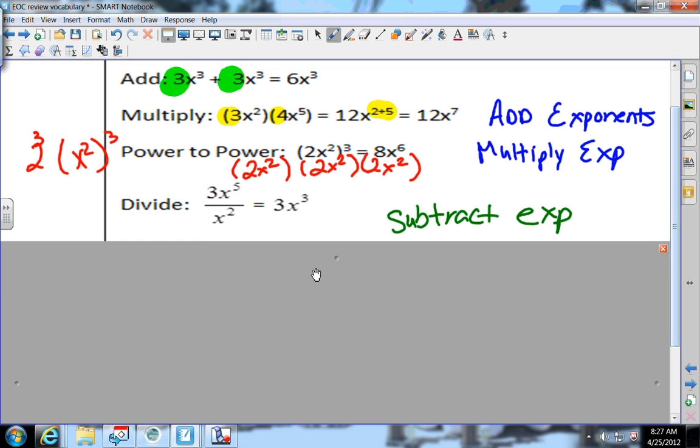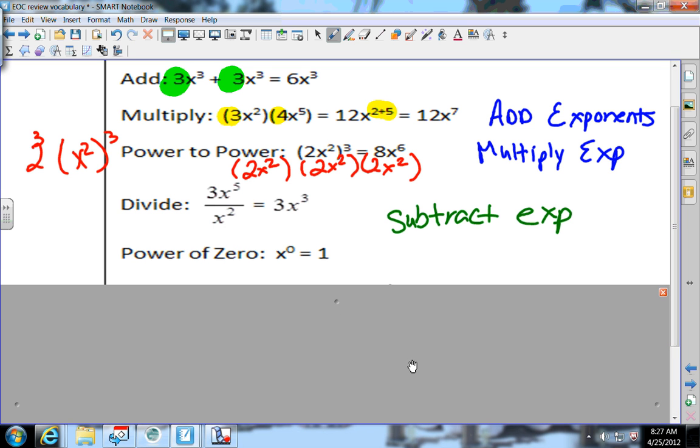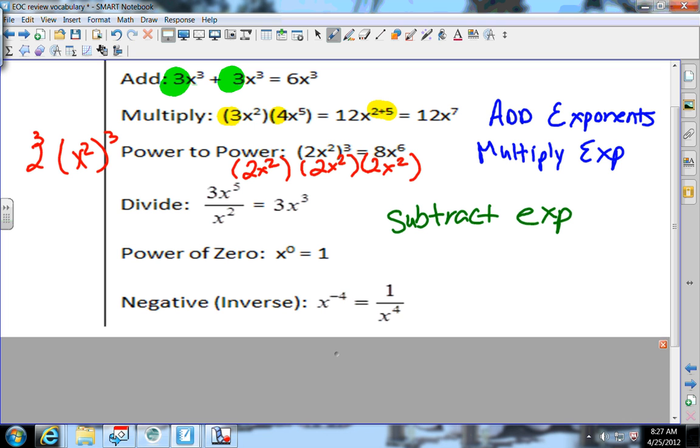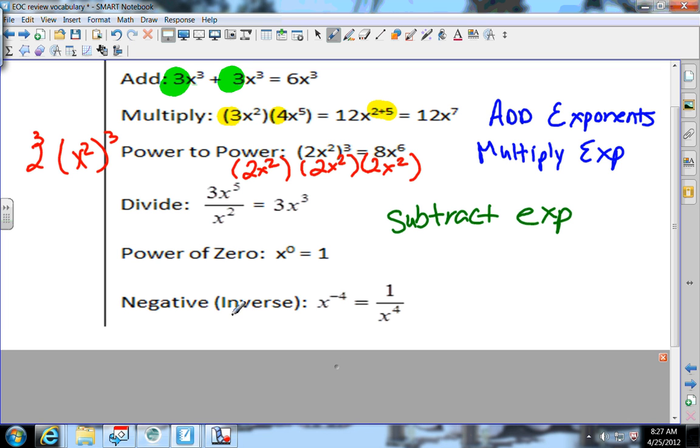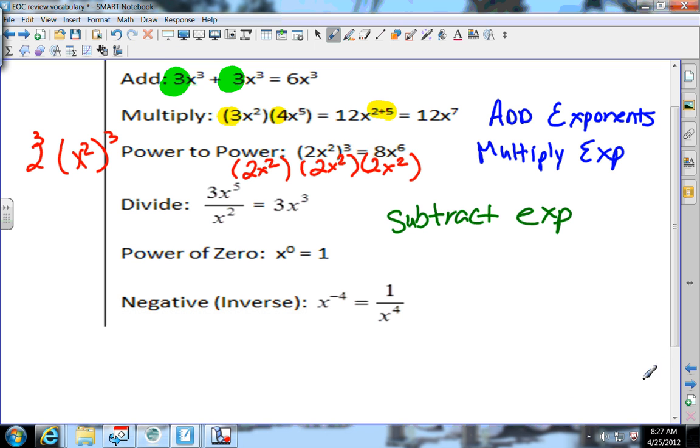Next. Anything to the 0 power is 1. And then the negative, that inverse: if you have a negative exponent, like up here, this is in the numerator. Put it in the denominator and it changes it from negative to positive. Okay, make sure that you know these rules of exponents before the exam.